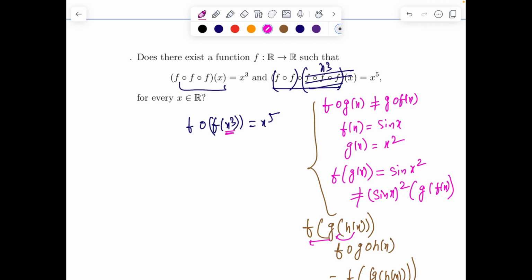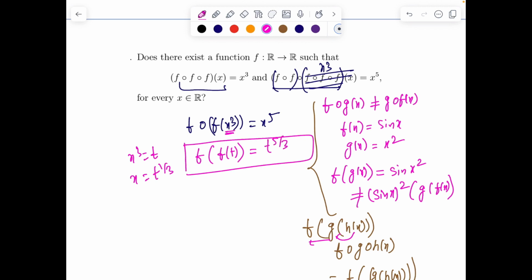Now of course I can write x cubed as t, so we get f of t, where x cubed equals t, so x is t to the power 1 by 3, so that gives t to the power 5 by 3, right? So with this relation, since t is a dummy variable, I can tell f of x is x to the power 5 over 3. Now what about getting the function f?